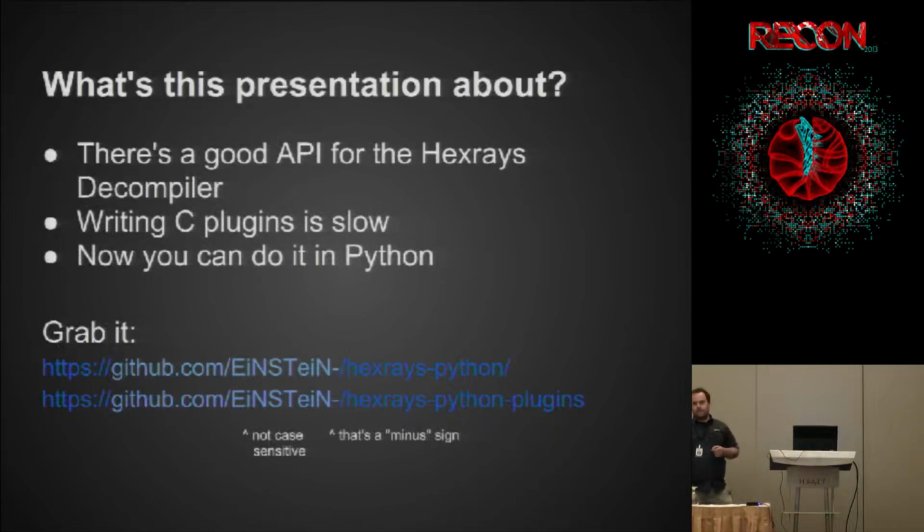There's a great API for the Hexrays decompiler, but writing C code is slow. Writing Python code is faster, so now we can do it in Python. You can use the API for the decompiler. You can grab it here. The username is not case sensitive, so just go on GitHub /Einstein, and that's a minus sign because GitHub already has another Einstein.